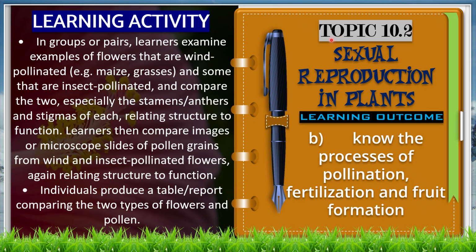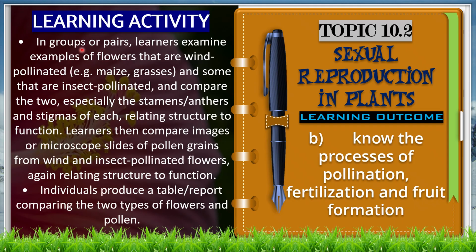I welcome you to topic 10.2, sexual reproduction in plants. We are on learning outcome B: know the processes of pollination, fertilization, and fruit formation. We are going to emphasize on the learning activity.